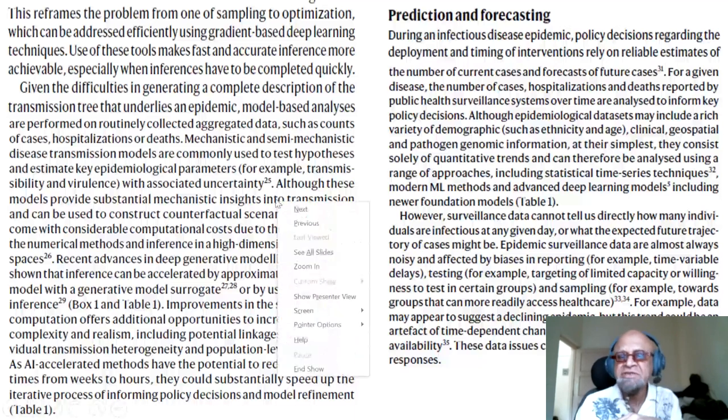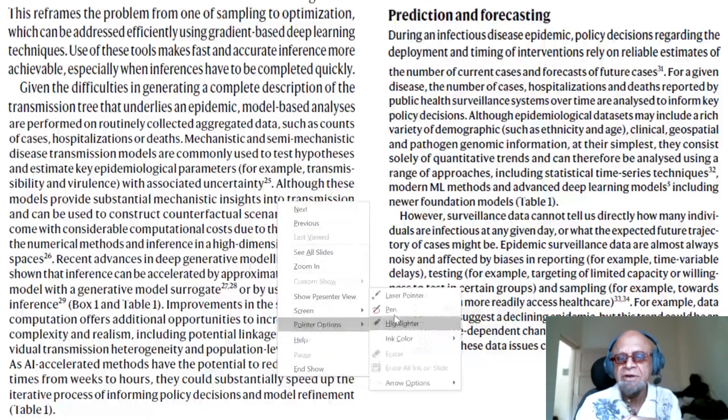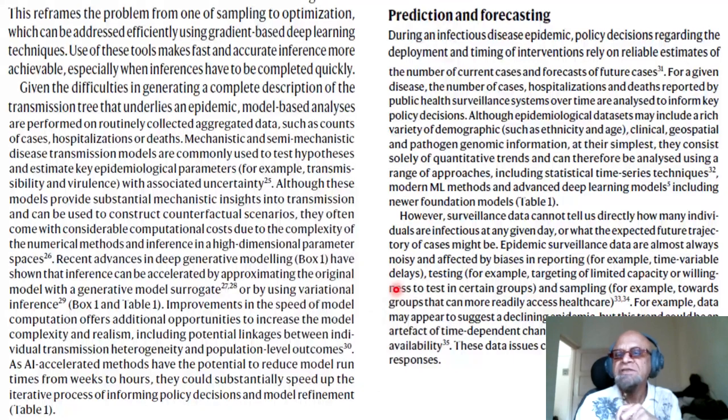During an infectious disease epidemic, policy decisions regarding the deployment and timing of interventions rely on reliable estimates of the number of current cases and forecasts of future cases. Which is always critical. Surveillance is one thing, but you want to be able to mitigate, prepare for, and recover from epidemics, which requires forecasting.